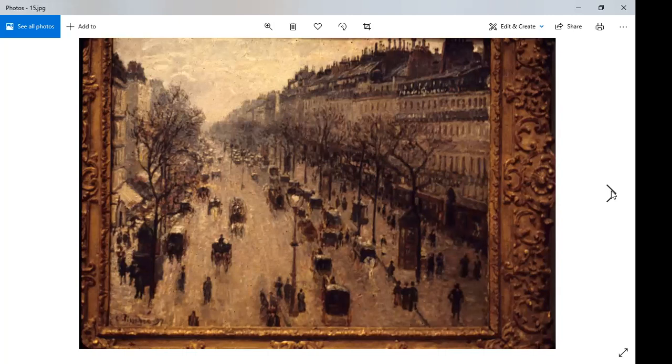Pissarro, P-I-S-S-A-R-O. Some of you have heard of him. There are paintings of his in the museums of San Francisco. And some of you are starting to go, and you just have to show me a receipt or some proof that you were at one of the museums that you paid to enter during this semester.